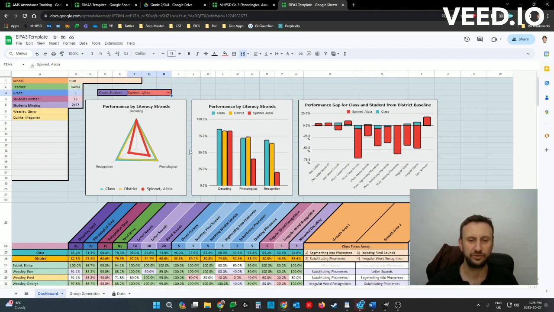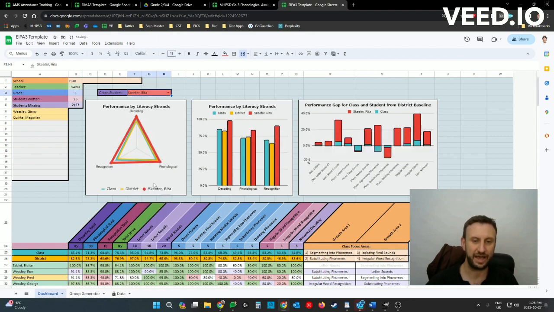Also, when I change students, I'm changing this graph as well, which shows in a different format the same information as this one on the left. So I can see the class, the district, and the student for each strand and where they sit. So once again, we're seeing a weakness in phonological and recognition. But as I change the data, we again will see all of this shift to show the different students' data.